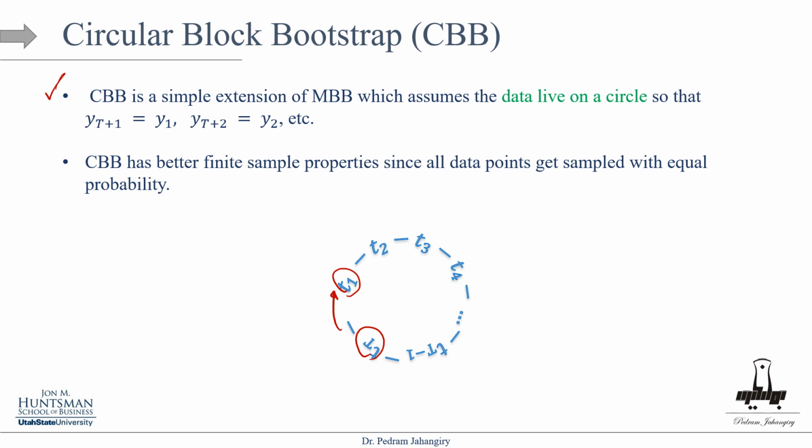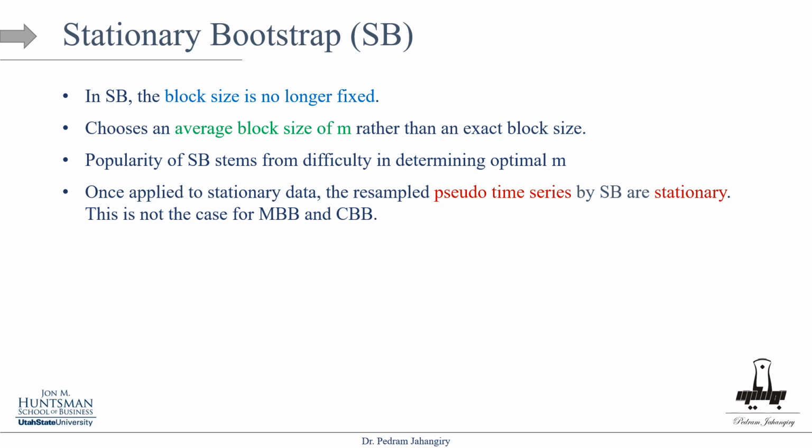Remember, in moving block bootstrap, the very last observations have fewer chances to show up in the data. But if I make it circular, then they're going to be repeated in a few forward blocks, and they have equal chance of showing up in the bootstrap. So this is the caveat of MBB, which is covered by CBB, circular block bootstrap. All right, the last one is a stationary bootstrap.